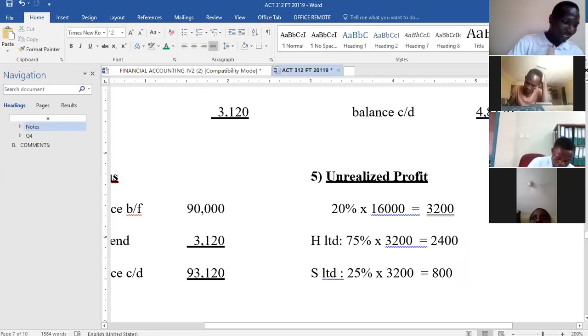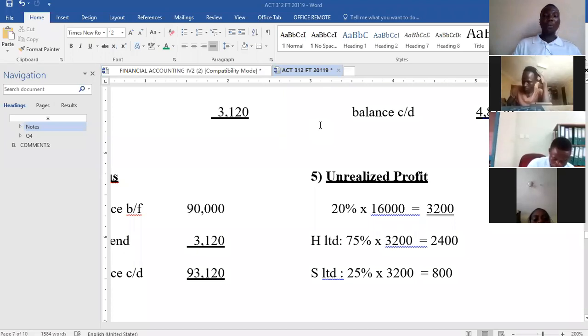So let's go to the next illustration, or the next note, which is note 4. And those who were in class last Saturday should be able to do note 4. So they said no entries have been made in respect of S Limited's proposed dividend in H's books. So the dividend that has been declared by S Limited has not been recorded in the books of H.